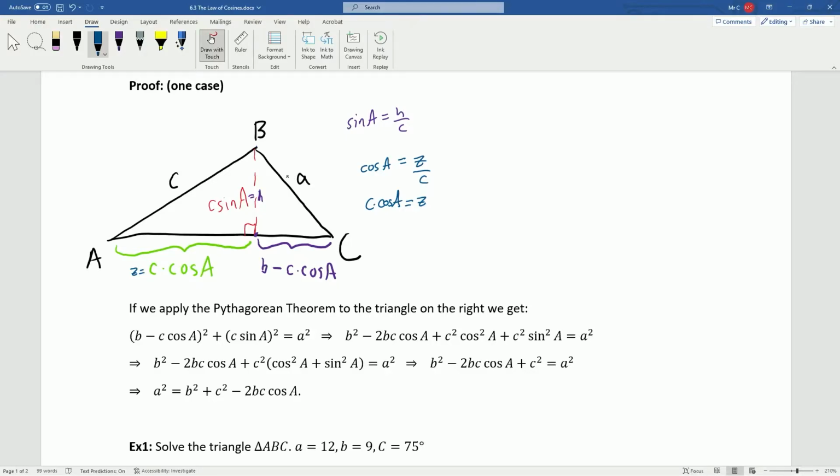Okay, so with that all being said, if we look at this right triangle on the right now, we can apply the Pythagorean theorem and square our sides, so we get (b minus c cosine of A) squared plus (c times sine of A) squared equals a squared. And now we multiply everything out. When we multiply (b minus c cosine of A) squared, you get b squared minus 2bc cosine of A plus c squared cosine squared of A, plus c times sine of A squared, which is just c squared sine squared of A, equals a squared.